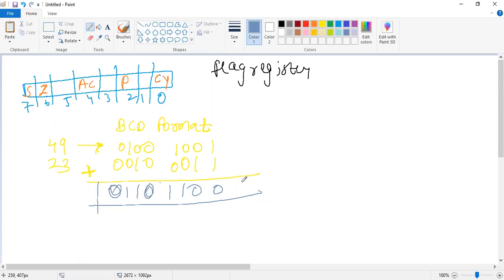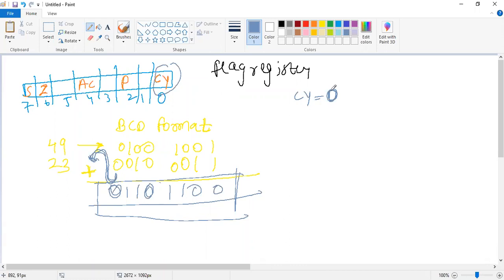Now you have to observe these digits and then give the answer to the question. See, carry flag means what? If a carry is generated from here, then only your carry will be set to 1. In this case, a carry is not generated, because 0 plus 0 is 0 only. So our carry flag will be 0. Carry flag will be 1 when a carry is generated.